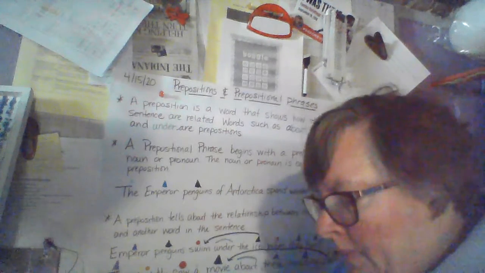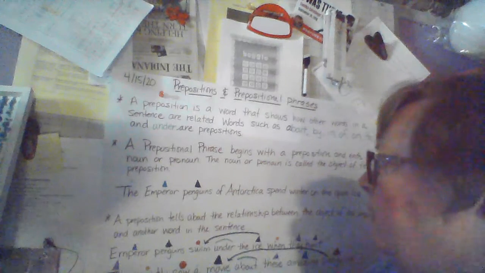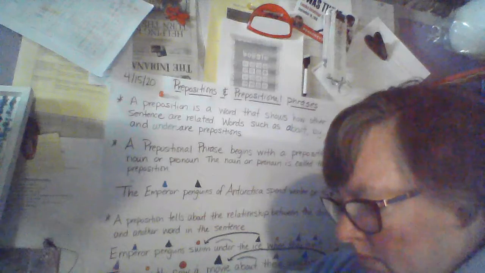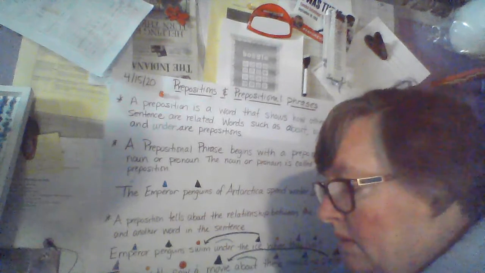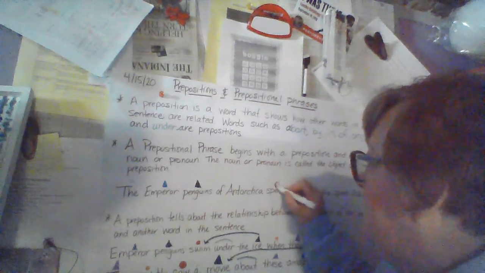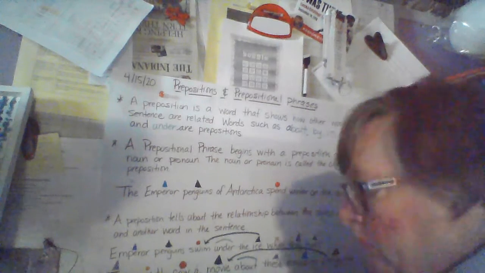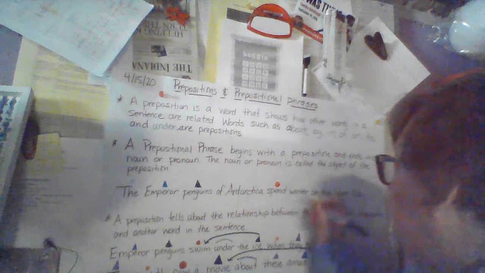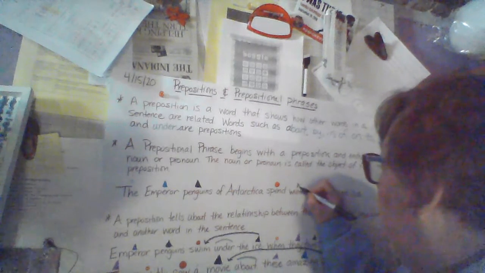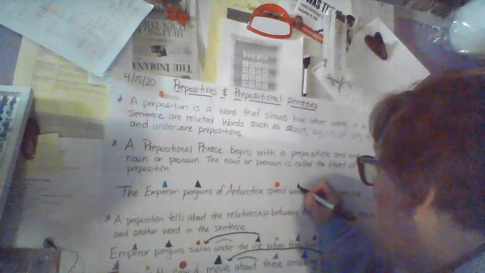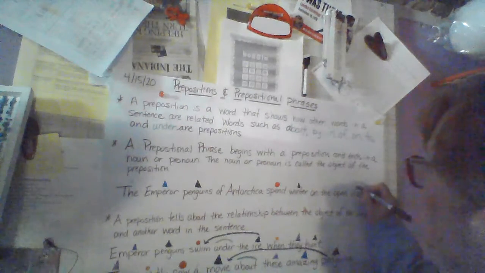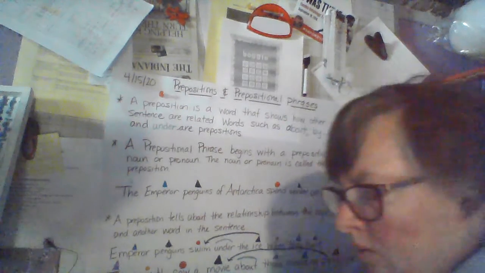Okay. What do they do? They spend, which is a verb. Winter, which in this case is a noun. On the open ice. On what? On ice. What kind of ice? Open ice.